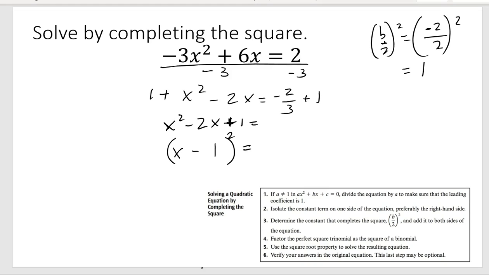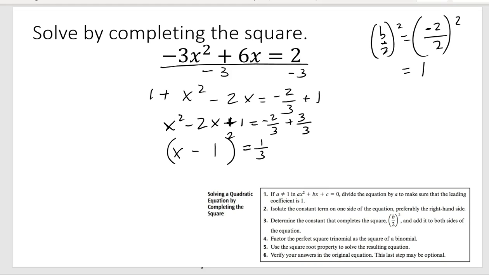Now on the right side, if you're comfortable adding fractions, you can see this is 1/3. If you're not comfortable adding fractions, then get your calculator out, type it in, and then hit math 1, and it will give you the fraction.